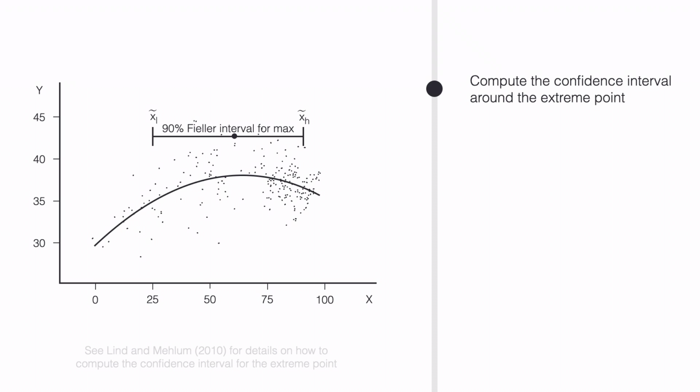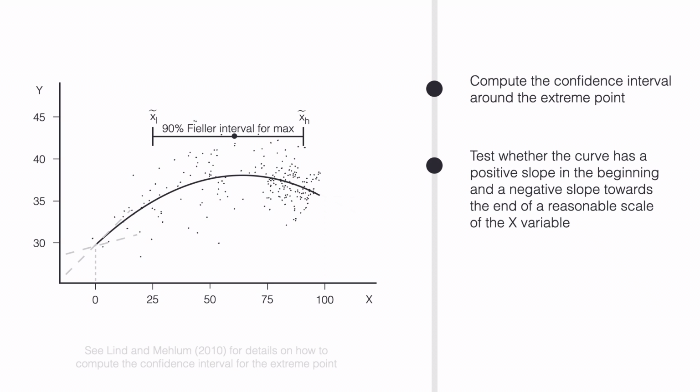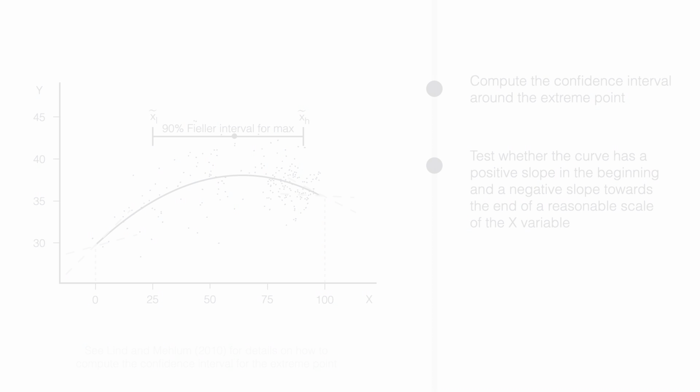One last hint. Say you expect a hump shape. Then you may want to test whether the curve has a positive slope in the beginning and a negative slope towards the end of a reasonable scale of the x variable.